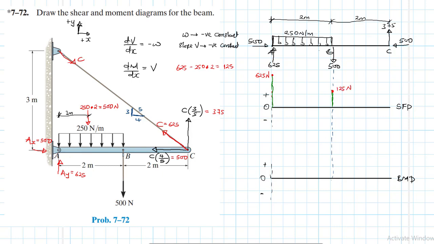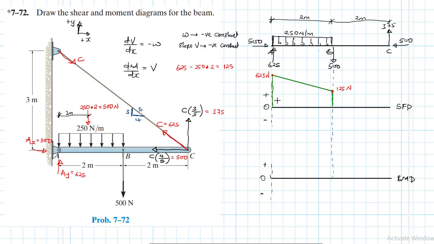newtons. And this is the slope. The shear diagram, or the shear force itself, will have a negative constant slope.